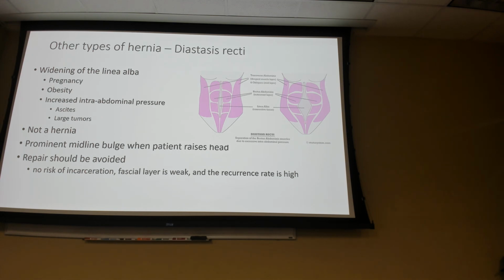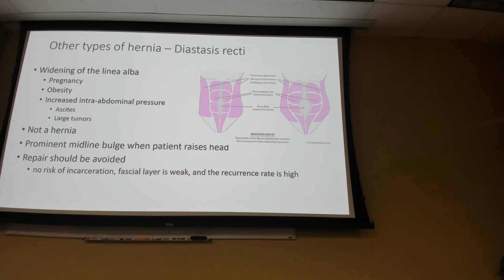All right, and then we have diastasis recti, so that's widening of the linea alba, probably most commonly seen in pregnancy or post-pregnancy patients. And then you can see it with obesity and any sort of increased abdominal pressure, like with ascites or large tumors. This one's not technically a hernia. But on exam, when they raise their head, they'll have a prominent midline bulge.